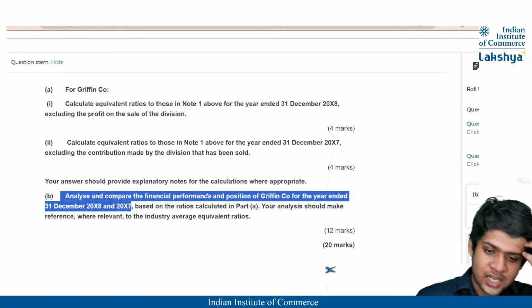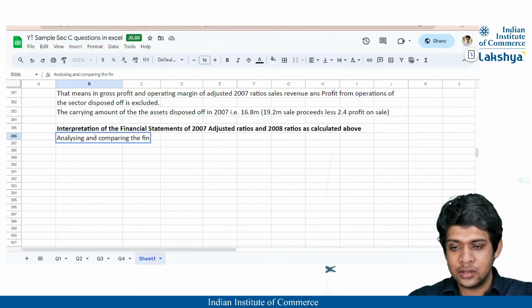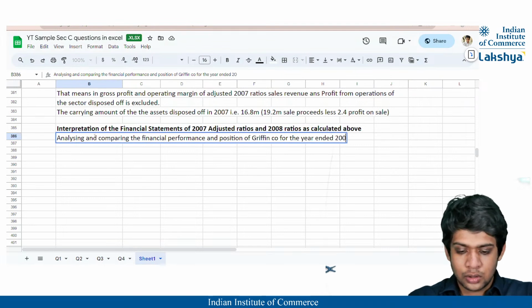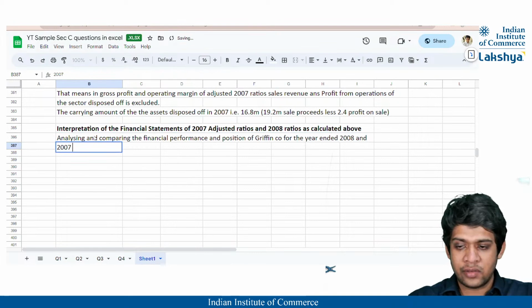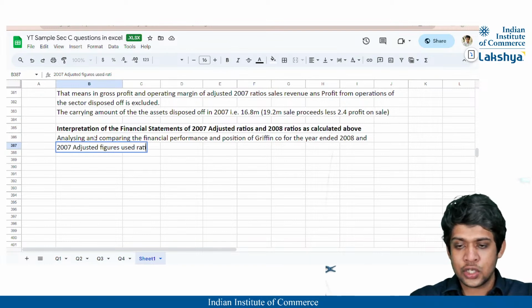So analyzing and comparing the financial performance and position of Griffin Company for the year ended 2008 and 2007 adjusted figures using ratio analysis, as calculated in the ratios above.